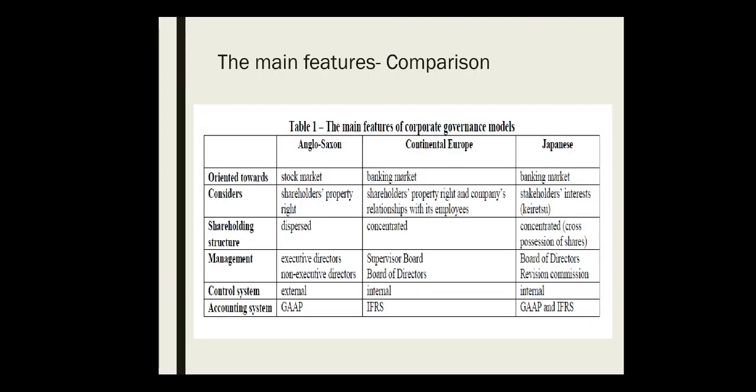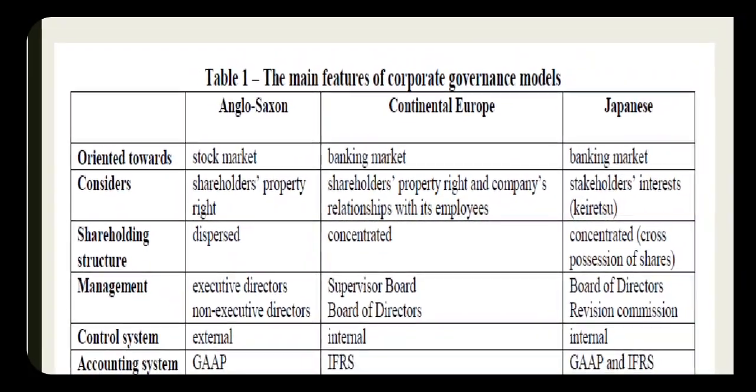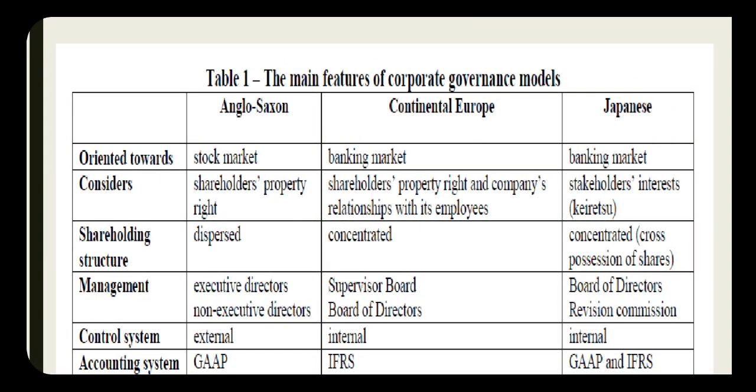So what else? Okay, this table summarizes the differences between the Anglo-Saxon model, the Continental European model, and the Japanese model. So see here, maybe we will see one or two differences. The first point is orientation towards the stock market. So in Malaysia, the orientation is on the stock market.